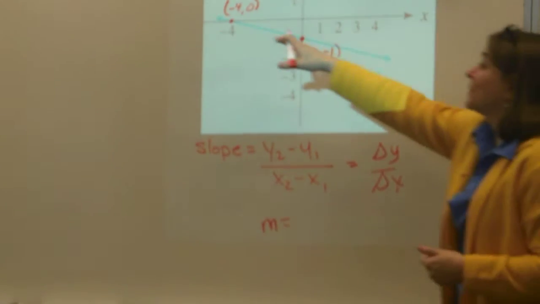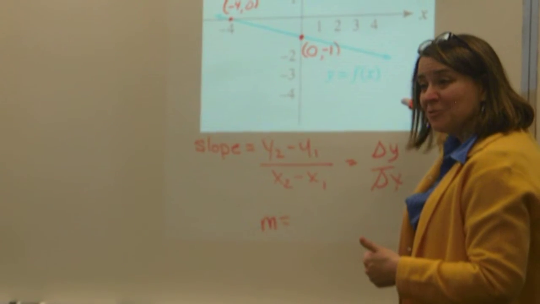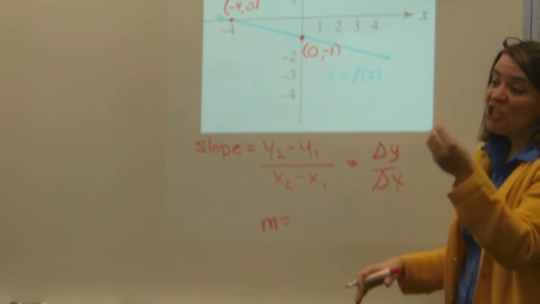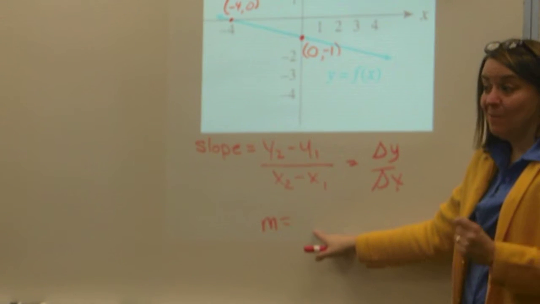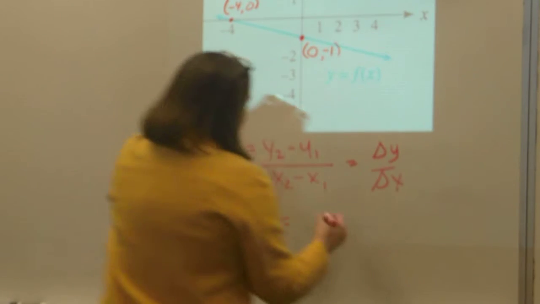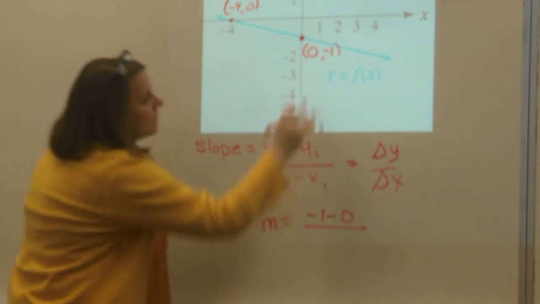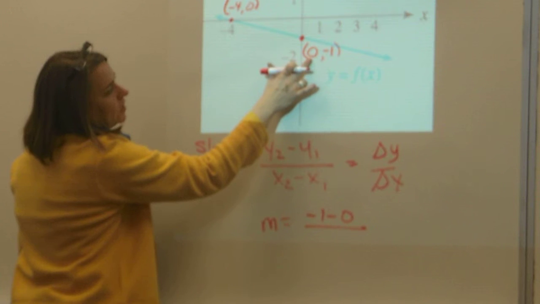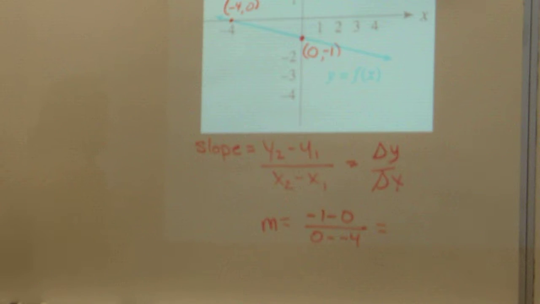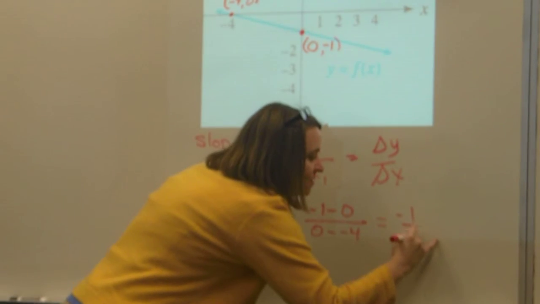So let's calculate the slope of our line. It's descending from left to right. It's falling from left to right. What should the sign of our slope end up being? Negative. Okay. So we got change in y, negative 1 minus 0, over change in x, 0 take away negative 4. What is our slope? Negative 1 over positive 4. Indeed.